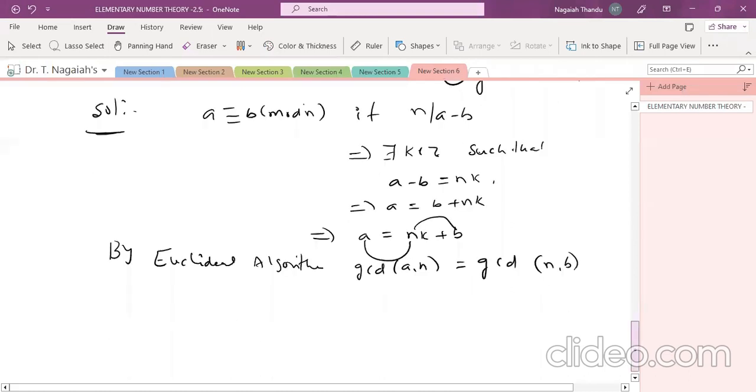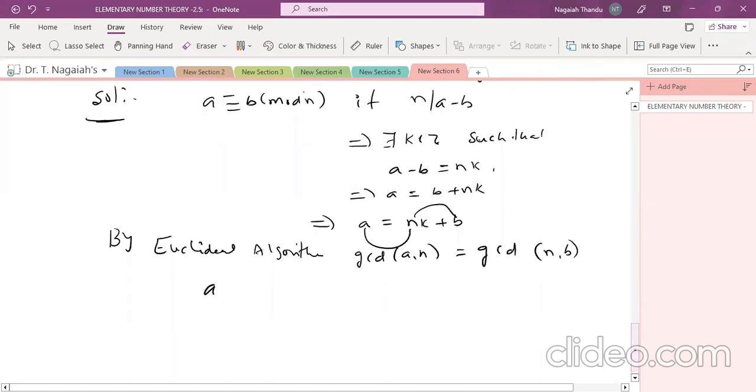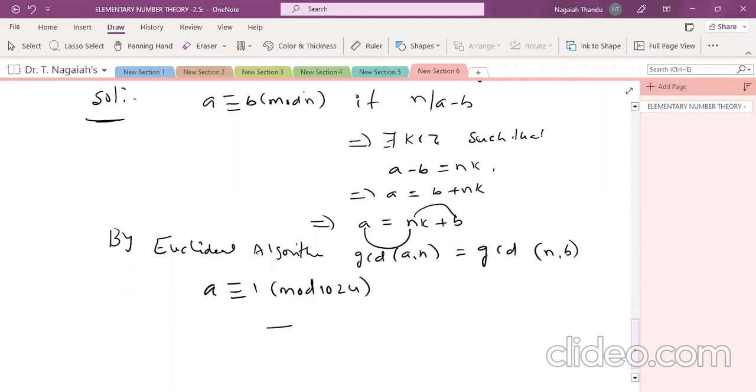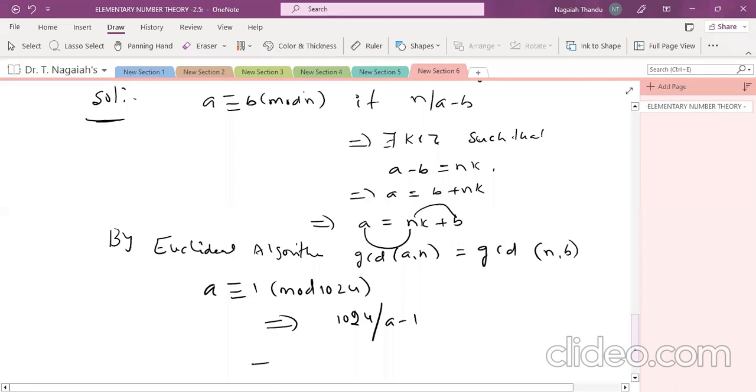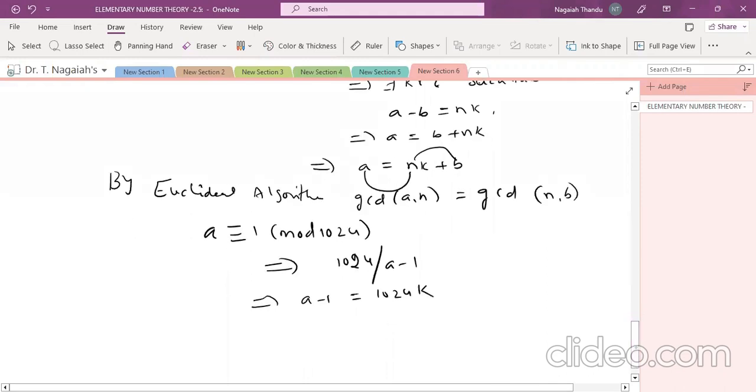Now what is the given equation here? What is given is that A is congruent to 1 modulo 1024. This means 1024 divides A minus 1. So A minus 1 is equal to 1024 times of K. Or directly, A is equal to 1024 K plus 1. So GCD of this is equal to GCD of this one.